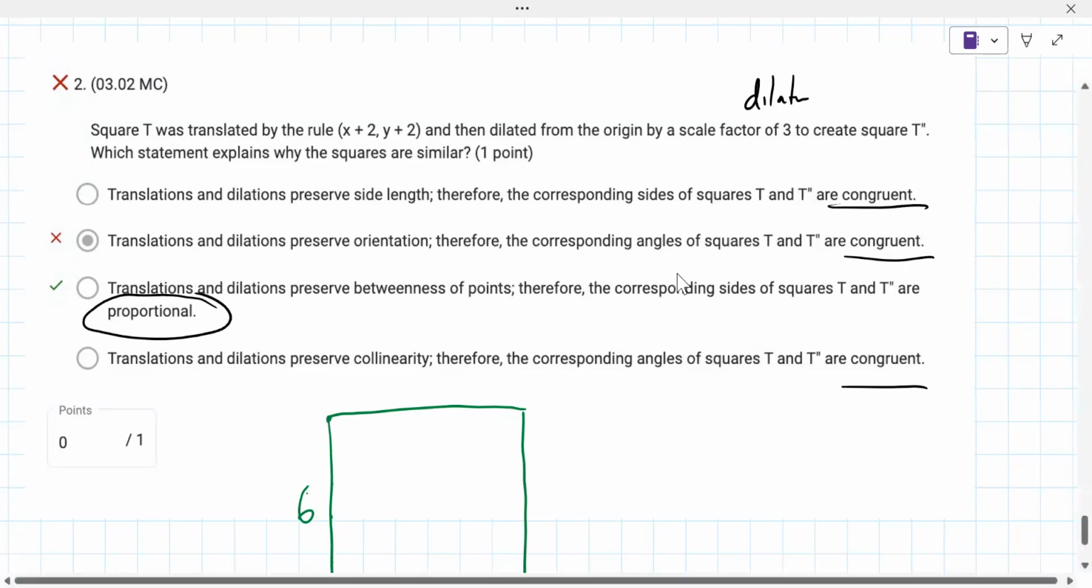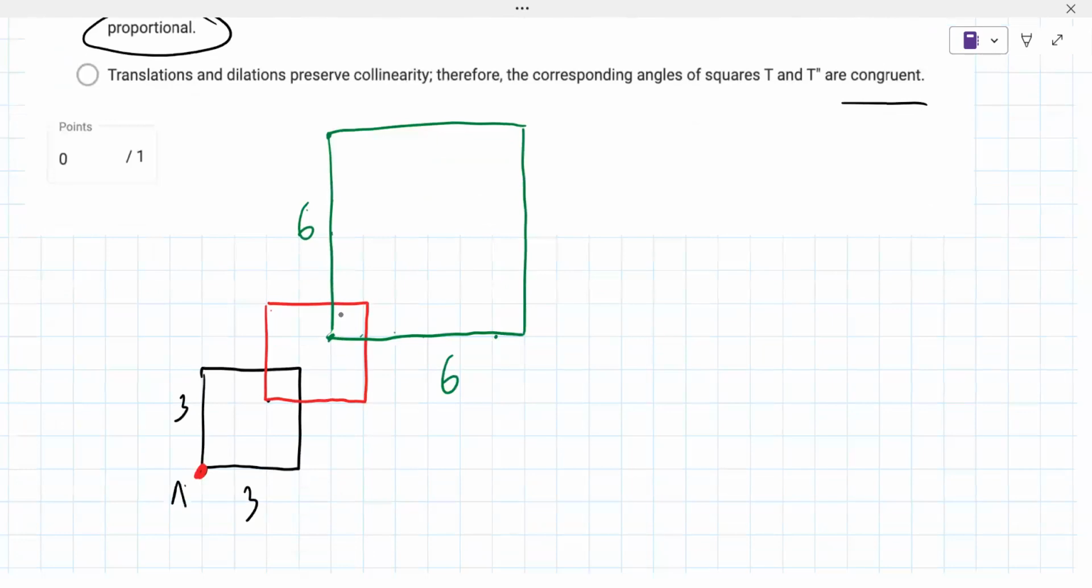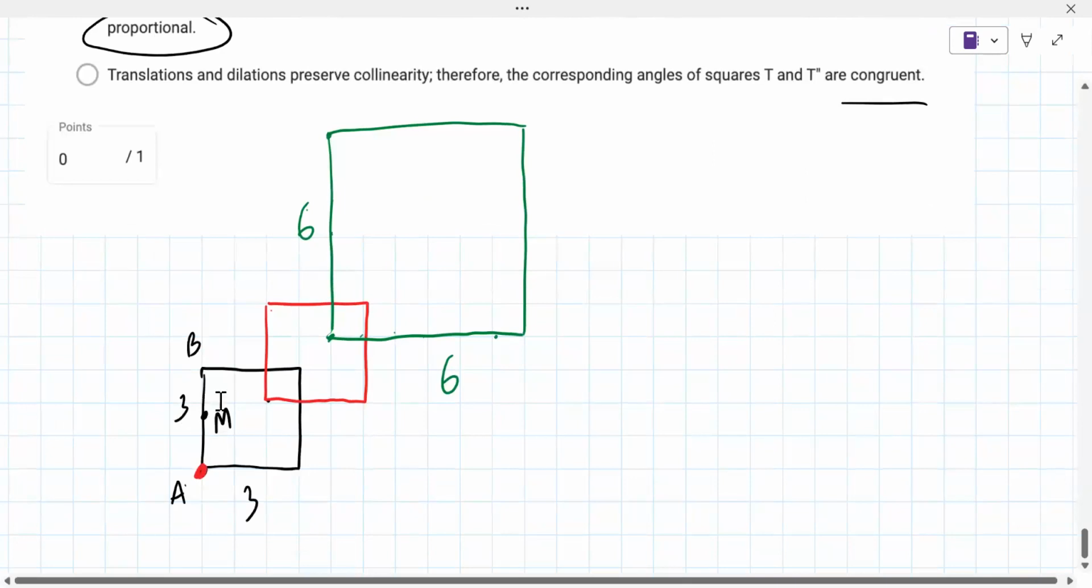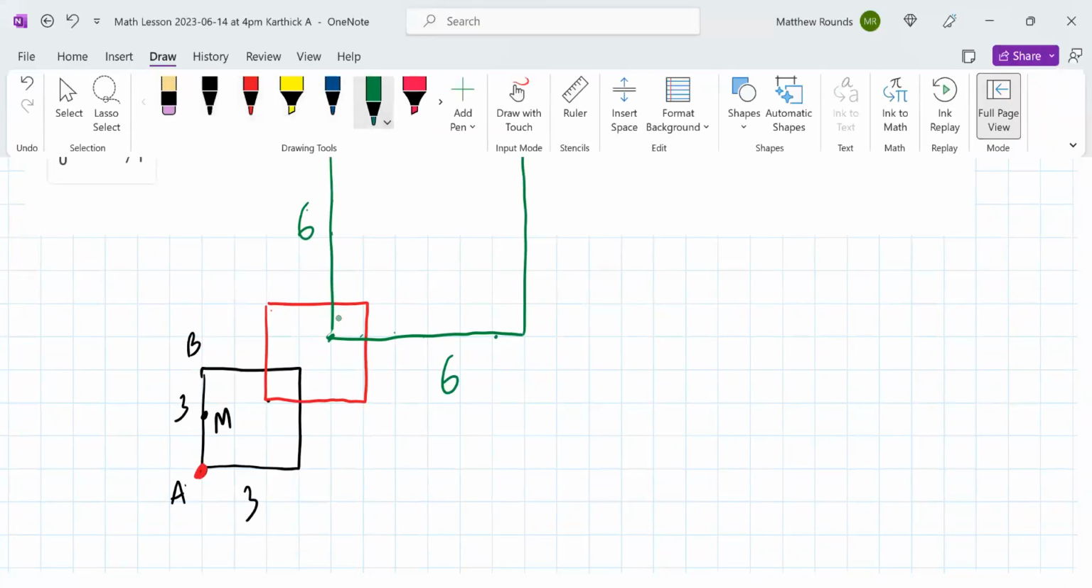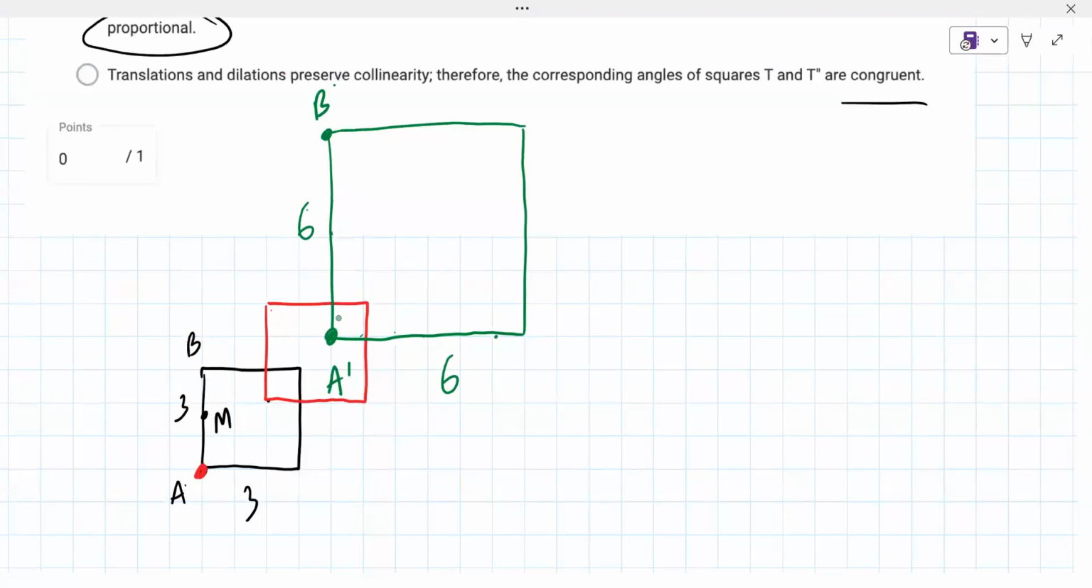So here's what it means by betweenness of points. Let's call this A, and this B, and this M. Do you agree that M is between A and B? Yeah. All right, so now in the new one, this is A prime, B prime, and M prime is still between A prime and B prime. That's the betweenness. So that's what they mean by preserving the betweenness of points. Yes, I thought it meant something else. Oh yeah, that makes sense. I think visualizing it definitely helps.